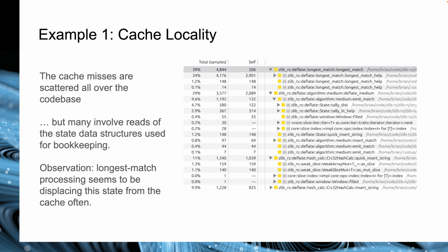And as I thought about it more, it started to make sense. If we have an algorithm that's potentially struggling to fit its working set of input data in a small cache, it might be knocking its own bookkeeping state out of cache a lot and thus incurring more cache misses and slowing things down further.